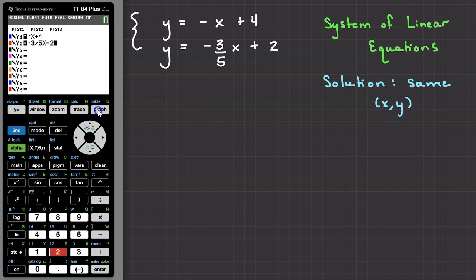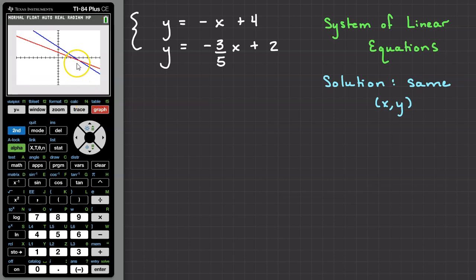Next, we'll go ahead and hit the graph button so that we can see what this system of equations actually looks like. We note that we have a linear system of equations and that there is one solution. That one solution is somewhere around x equals 5 and y equals negative 1 or 2.